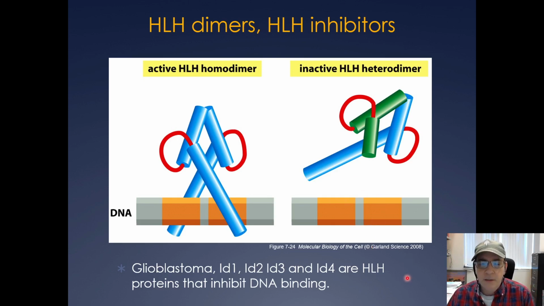And what's interesting is that there's a specific type of brain tumor called glioblastoma that has these ID proteins, ID1, ID2, ID3, and ID4. And these are helix-loop-helix proteins that actually don't bind DNA. And so if you have a mutation in any of these, oftentimes you get a misregulation of neuronal gene expression and basically the formation of brain tumors or glioblastoma.